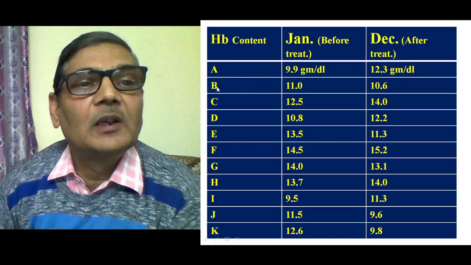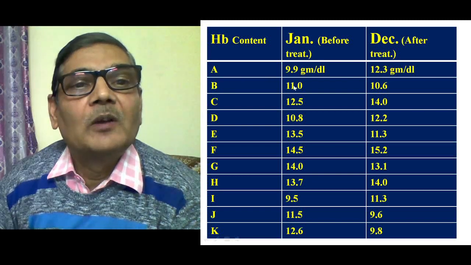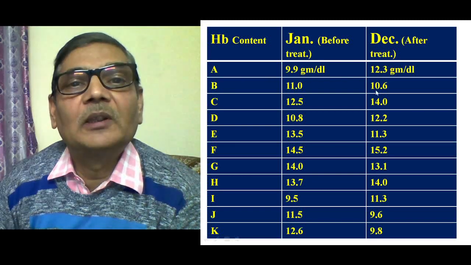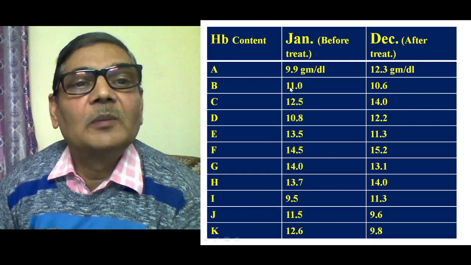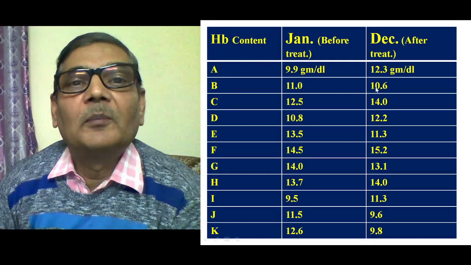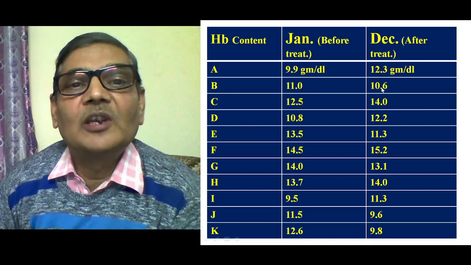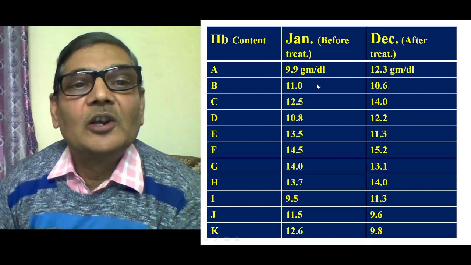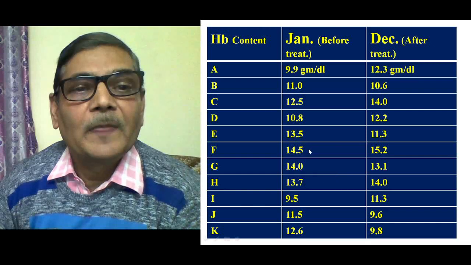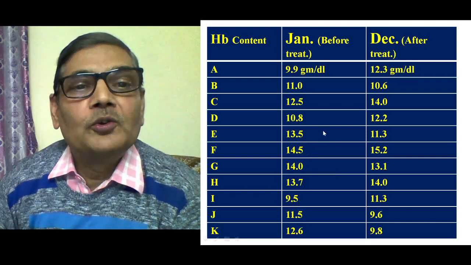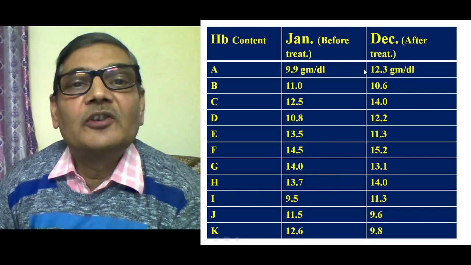Then individual B, that person was observed twice, first in the month of January and then in the month of December. So in the month of January, his or her hemoglobin content was 11 gram per deciliter, and then in the month of December, this became 10.6 gram per deciliter. So this way data is given here. Now our purpose will be to see whether the treatment, that is iron-rich diet treatment, has affected the hemoglobin content or not.